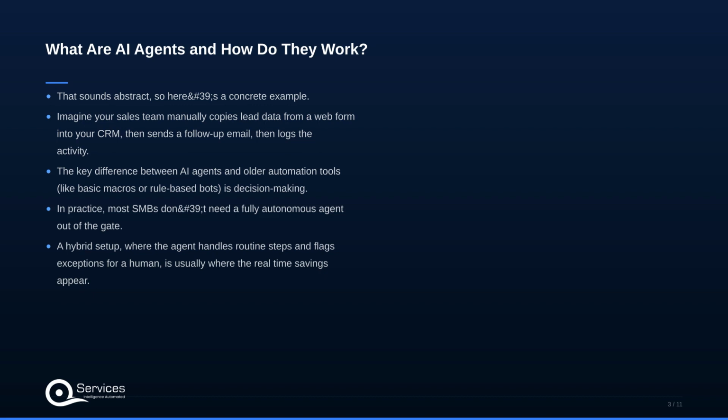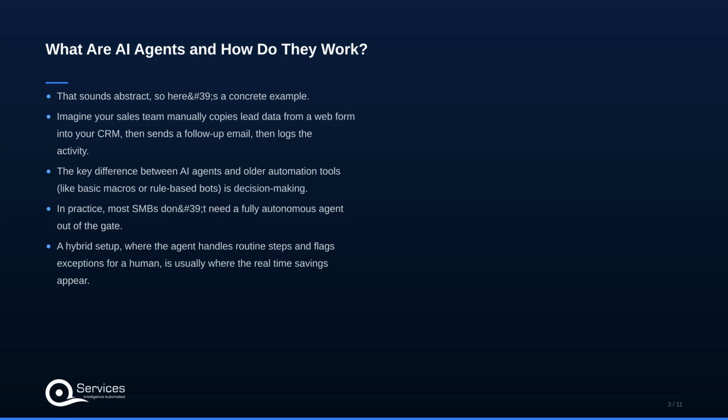Imagine your sales team manually copies lead data from a web form into your CRM, then sends a follow-up email, then logs the activity. An AI agent can do all three steps automatically, triggered by the form submission, pulling the right data, routing it to the right rep, and sending a personalized message in under 30 seconds.